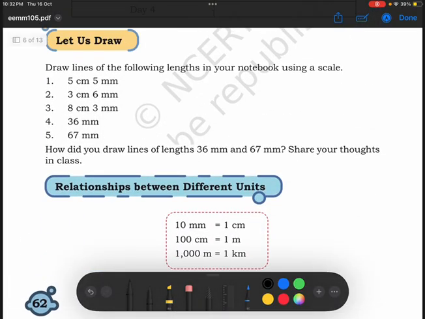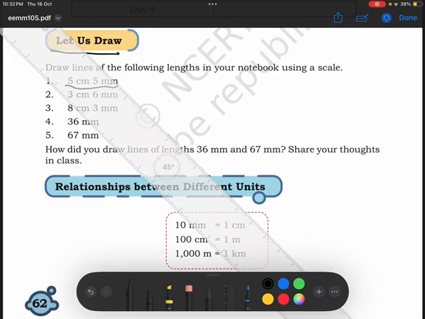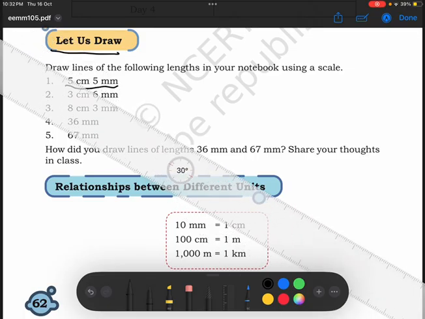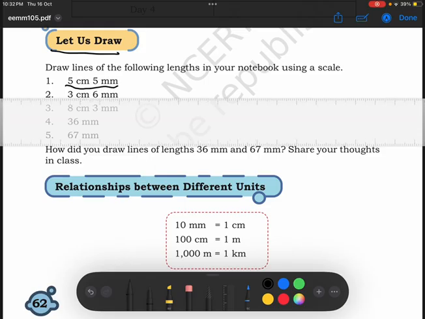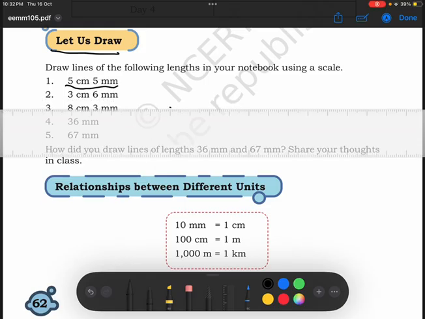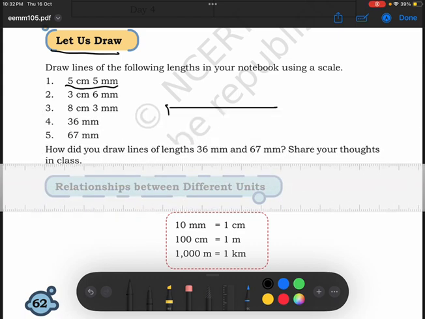Here we have to draw different lines. The length is given as 5 centimeters and 5 millimeters. So you can use your scale to draw this line. On your scale, centimeters are given, like here I am drawing 5 centimeters. So for example, this is the starting point, 0 centimeter, 1 centimeter, 2, 3, 4, 5 and 5.5. So 5.5 centimeter you will mark here. This is point A, this is point B. 5.5 centimeter, or you can say 5 centimeter 5 millimeter, both are correct. In the same way you can do the others.